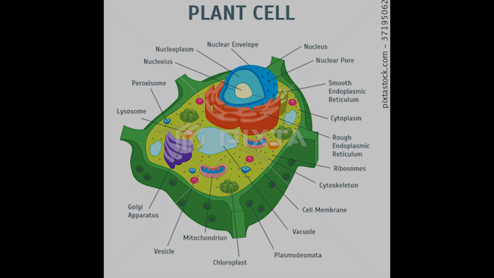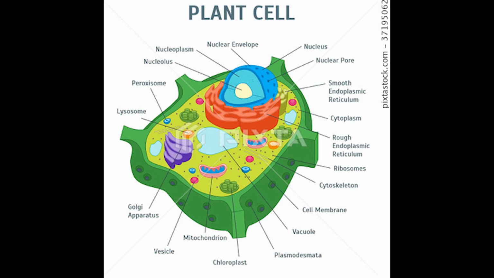Cell wall and cell membrane. Cell wall, location: in plant cells. Structure: cell wall is generally composed of cellulose. Functions: 1. Maintains shape and prevents bursting. 2. Regulates the passage of water and dissolved particles.